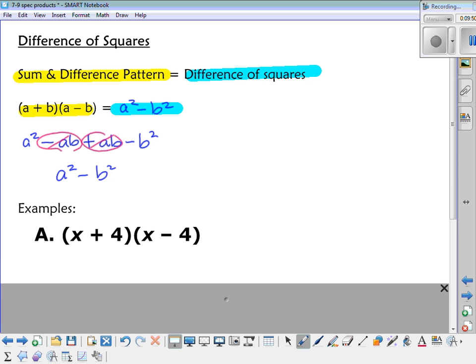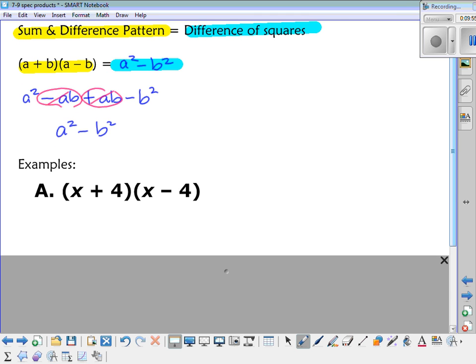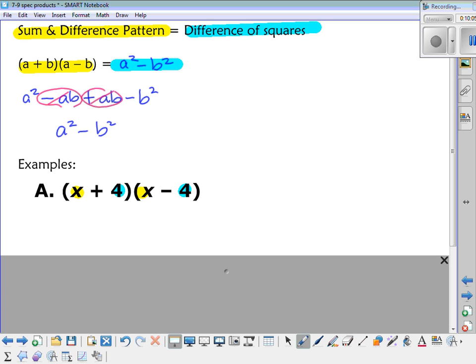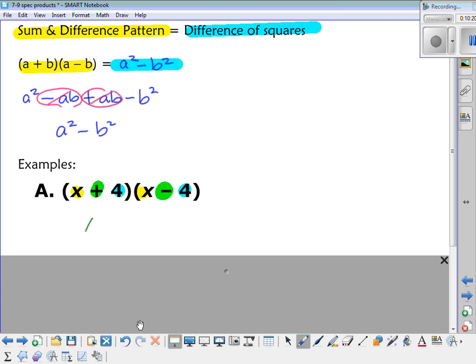This is for your notes. I've got the same, everything's the same, right? I've got an x and an x, and I have a 4 and a 4, and the only thing that is different is that one of them's plus, a sum, and the other one's minus, a difference. So I can use the sum and difference pattern. I know it's going to be a squared minus b squared. So in this case, my a is x, so it's going to be x squared minus b squared. And so then that's just x squared minus 16.